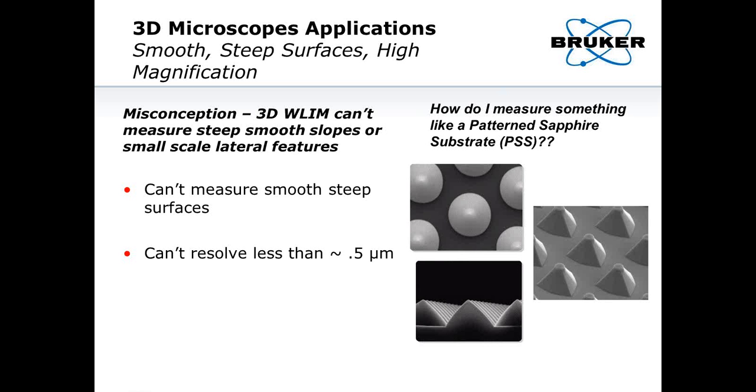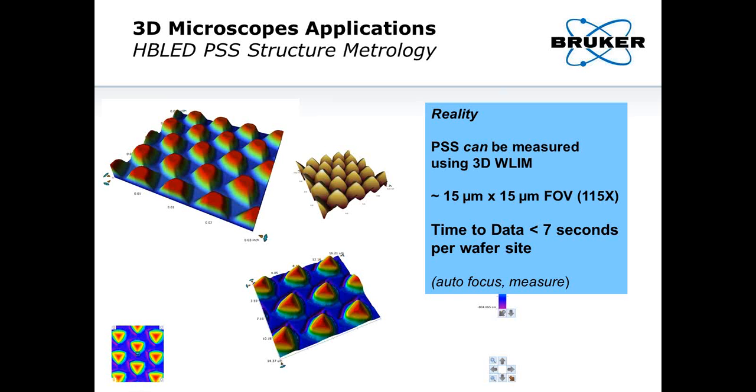For an example of this, on the right, I have some SEM pictures of different patterned sapphire substrate surfaces that are used in the manufacture of HBLED. The applications there are really centered on looking at the structure geometry. People are interested in the pitch, the height, and the base diameter or bottom diameter of these structures, because it relates to how efficient the light output will be from an LED downstream.